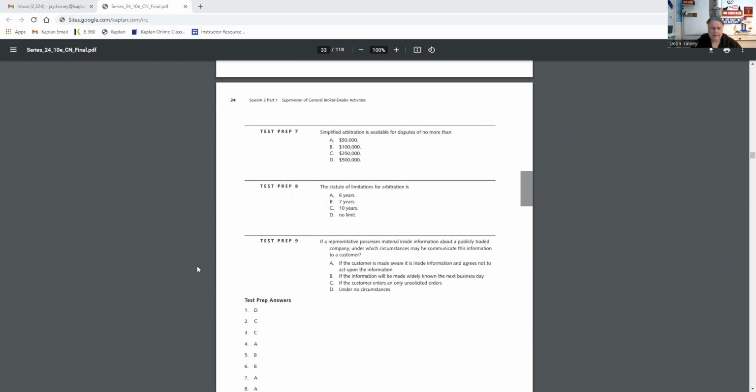100 grand would have been the right answer to the minimum net capital of a market maker. 250 would have been an answer to 2 things: maximum cash under SIPC, as well as minimum net capital for a clearing firm. And 500,000 is the maximum for SIPC coverage. So the answer to 7 is A.